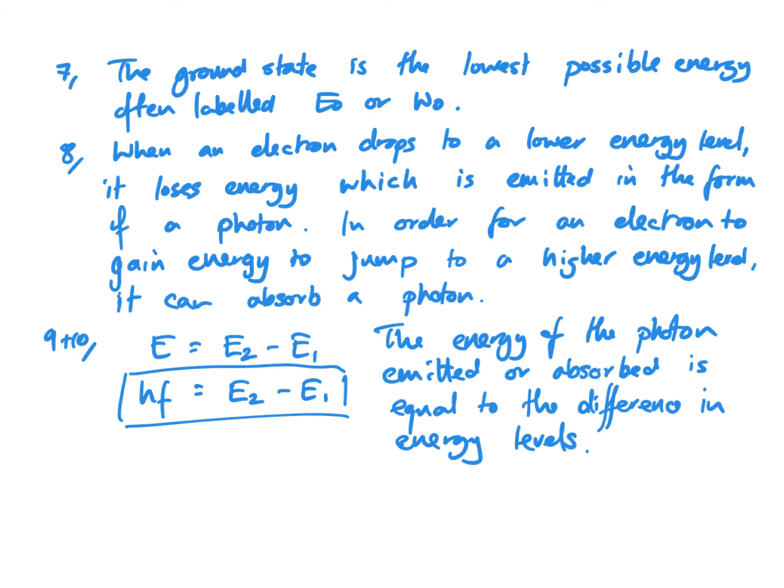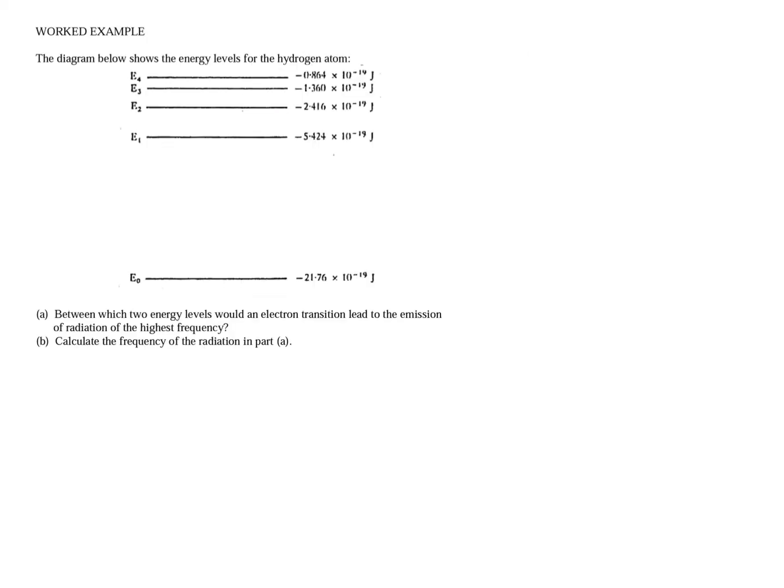Okay, and we'll look at a worked example of that over the page. To solve these sorts of problems, you have to be given the energy levels involved. In this example, you're given the energy levels for hydrogen, the ground state being the most negative, so minus 21.76 times 10 to the minus 19 joules, and then all the other ones above that.